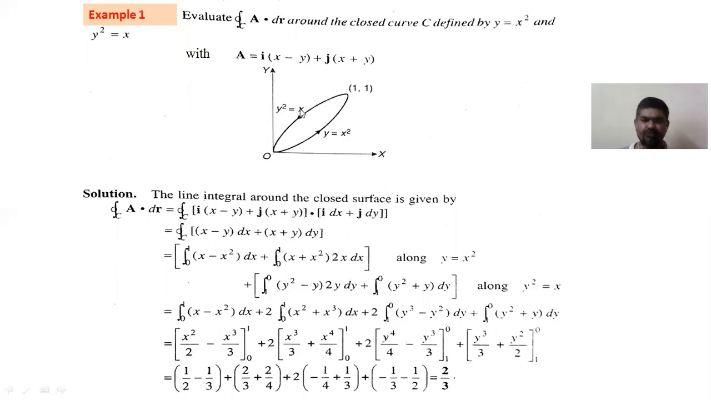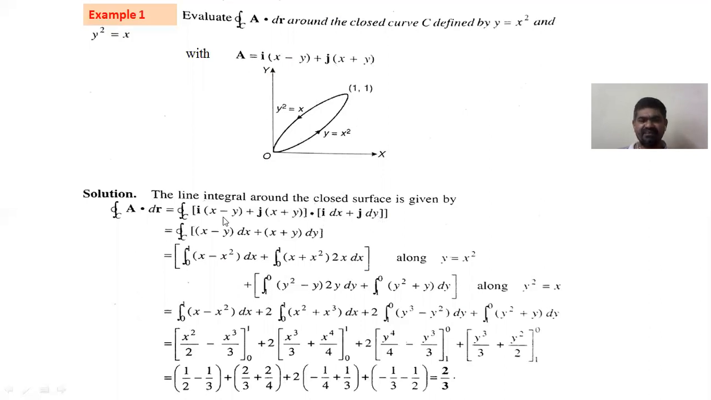Now, how to do this numerical? We are asked to calculate the line integral of A bar dot dr bar. R bar equals xi plus yj plus zk, but here the field is two-dimensional. Therefore, R bar equals xi plus yj. Then dr bar equals i dx plus j dy, because the problem is in a two-dimensional field. Therefore, we have taken dr bar equals i dx plus j dy.